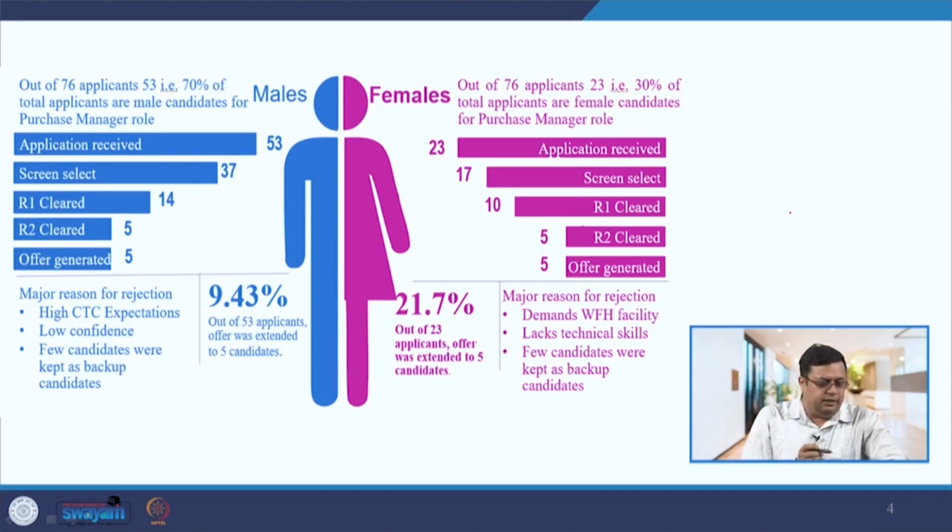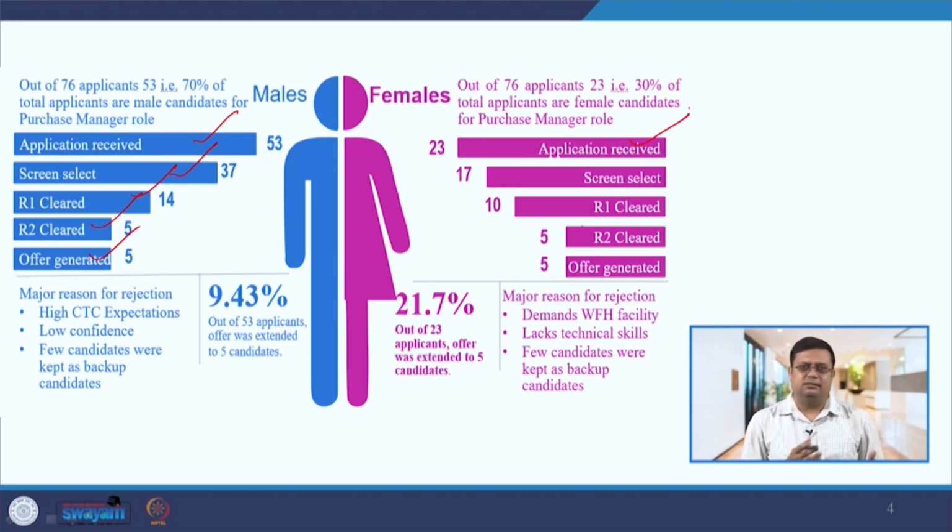So this is what you can see: how many males have applied, how many males are selected, how many have cleared R1, how many have cleared R2, and how many offers were generated. Similarly, you can see the same in terms of females also. Now you can calculate the percentage and the ratio, the moment you have this visualization in front of you.